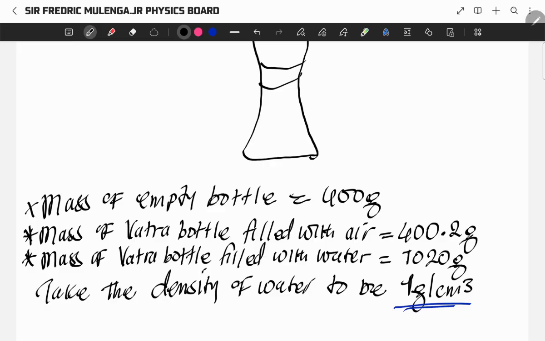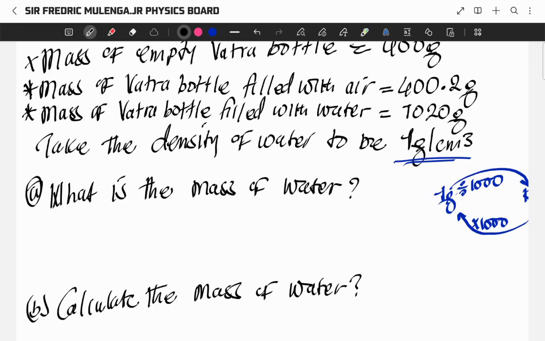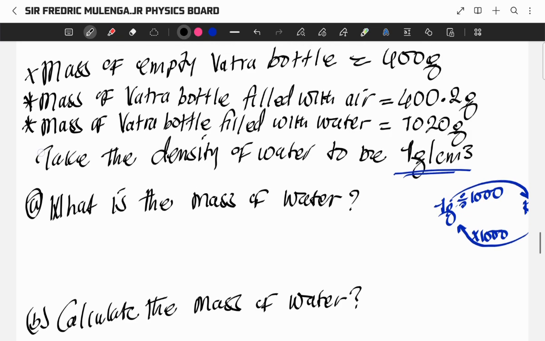So now let's look at the questions. How are we going to work out this question? What is the mass of, definitely here we're supposed to have, mass of air. Let me remove this one. Mass of air. All right, so what is the mass of air? Let's run through the data. So the mass of the empty water bottle is just this.